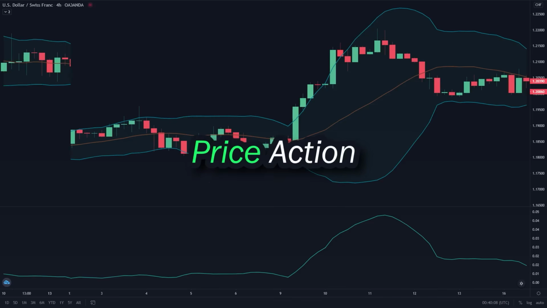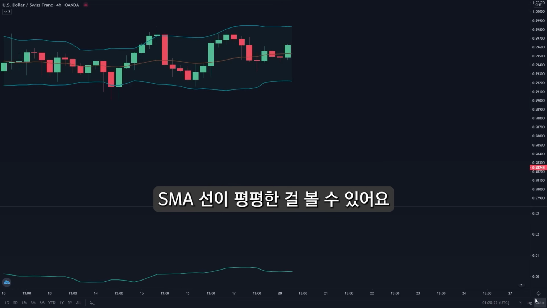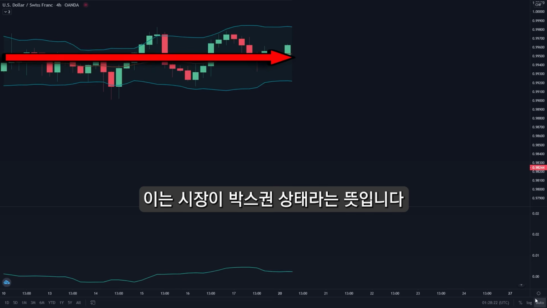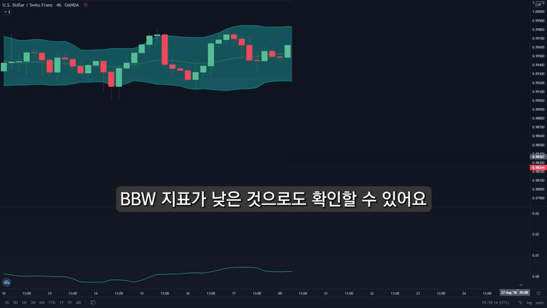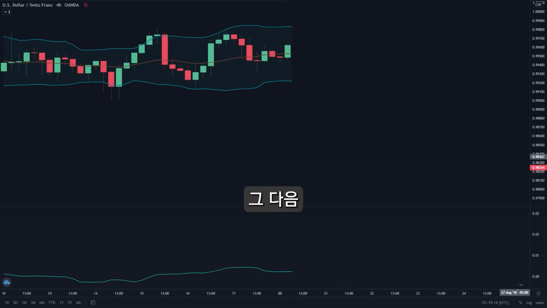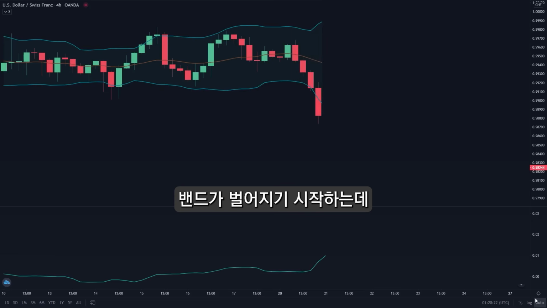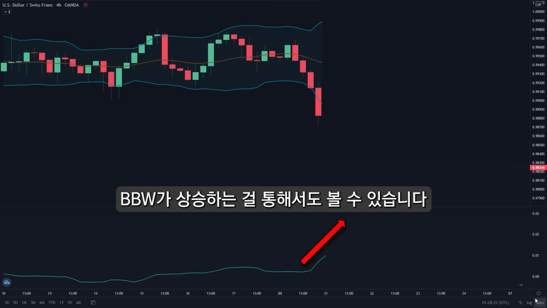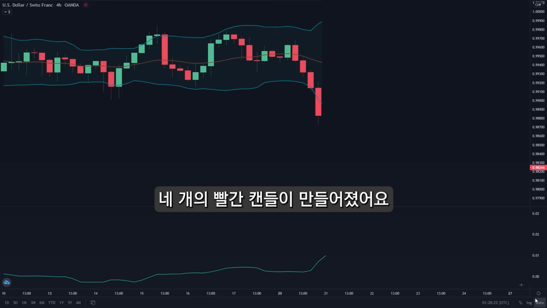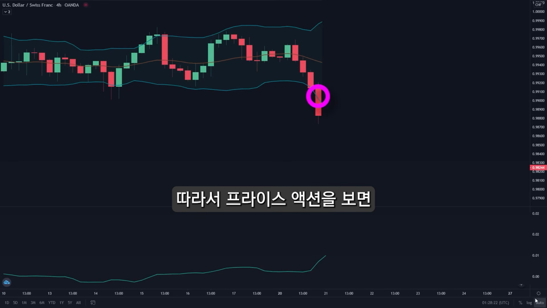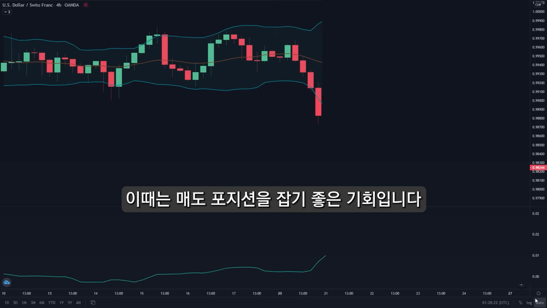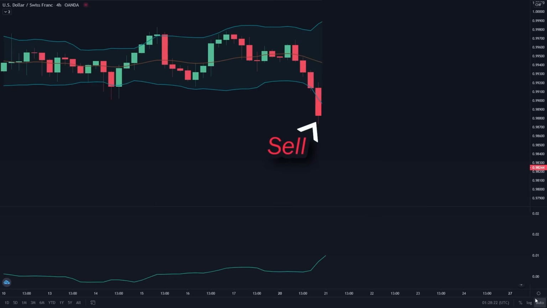Let me give you an example. So in this chart, we can spot a flat SMA, meaning that the market is in a range, and the two bands are contracting, which is also shown by a low BBW. Next, you can see that the bands are starting to expand, which can also be seen by the BBW rising. Next, we can see that 4 red candles were formed. One of them closed outside the lower band. So based on the price action, the breakout is more likely going to happen to the downside. So this is a good opportunity to take a sell position.